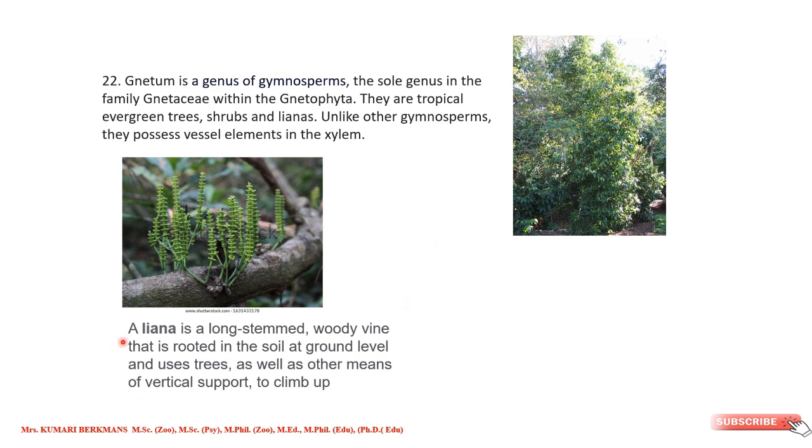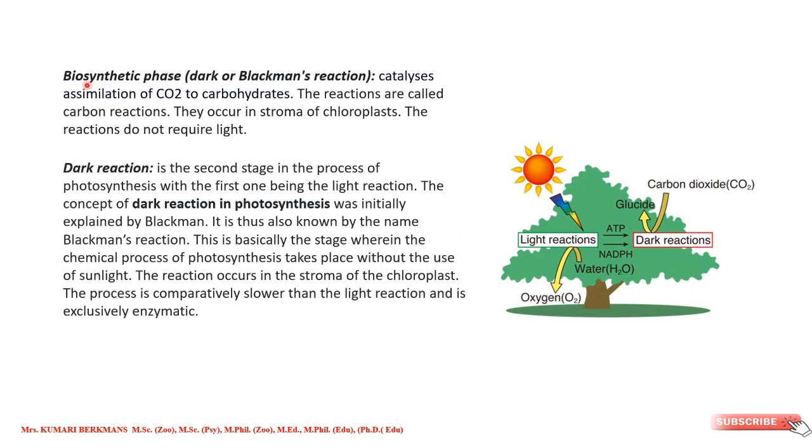Okay, what is a liana? A liana is a long-stemmed woody vine that is rooted in the soil at ground level and uses trees as well as other means of vertical support to climb up. Lianas need some support to climb up. They live on trees. When it is rooted on the land, it roots deeply, and with the support of other trees it climbs up. So Gnetum is a genus of gymnosperm.